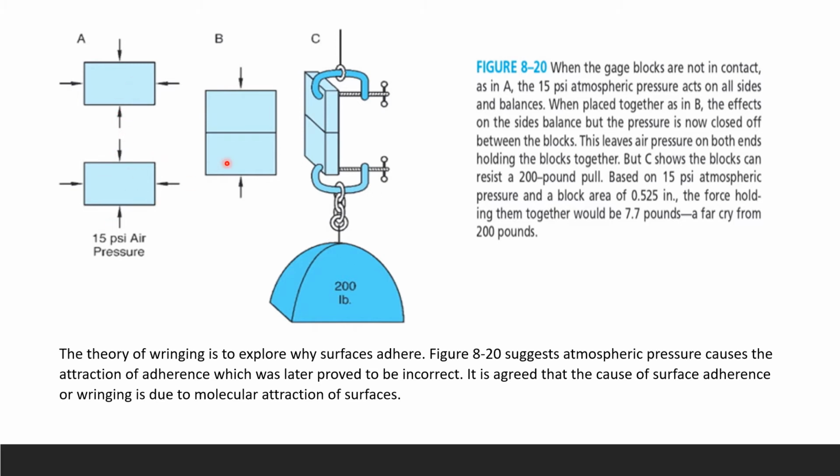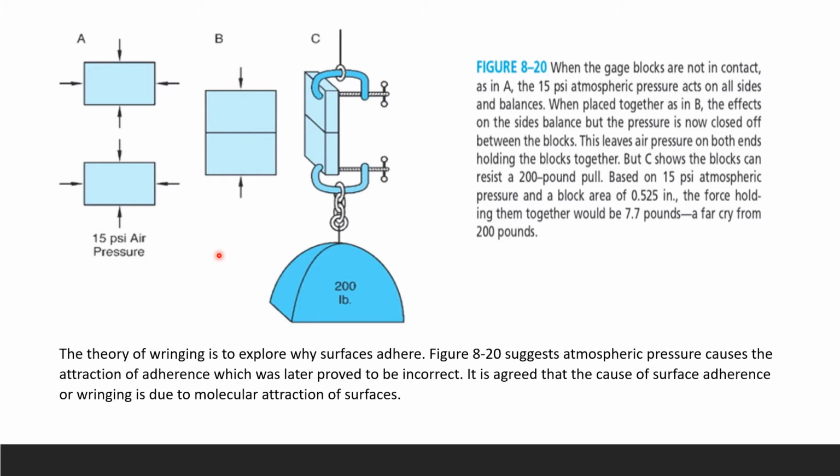So in B, when you look at it, they are placed together. Okay, so the effects on the sides balance, but the pressure is now closed off here. No pressure, but you've got pressure here and pressure there. Pressure is nothing but your force on an area. Okay, so here is your area. Here, as you can see, only 2D, but then definitely there's an area right there. So the force on a particular area is your pressure. Okay, we're all subjected to that pressure, and we call that atmospheric pressure.